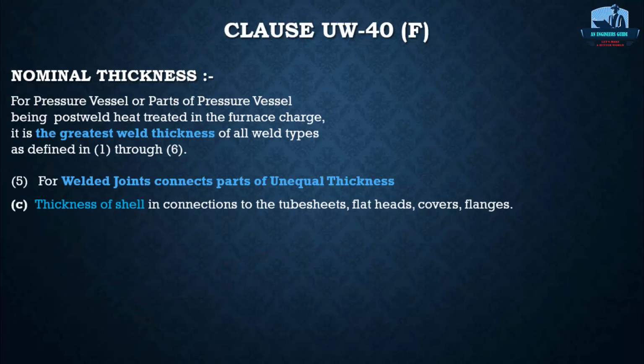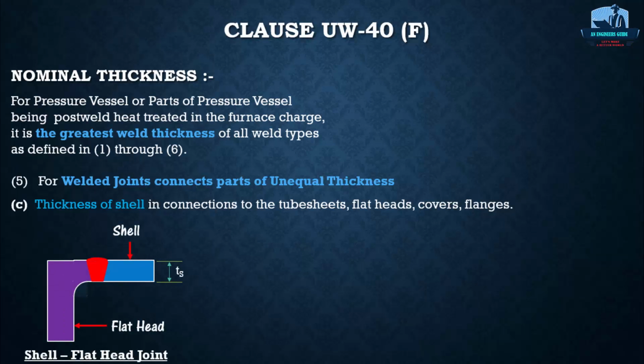Now let's understand point number 5c. Point number 5c says the nominal thickness will be the thickness of shell in connections to the tube sheets, flatheads, covers and flanges. So this is a little bit tricky, so we will go one by one. For example, first of all we will see the shell welded to the flatheads.